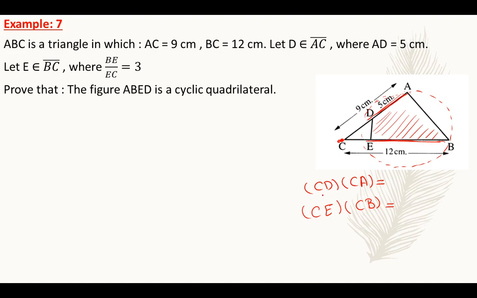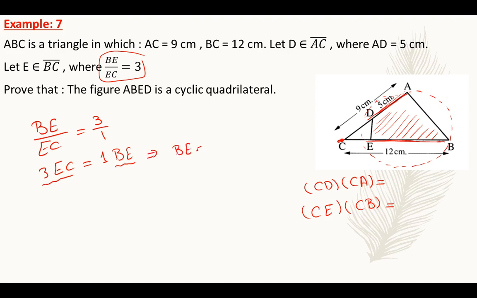But here we don't know the length of CD, but we know that CA equals 9 centimeters. Here is a given ratio: BE over EC equals 3 over 1. So by cross multiplication, 3 EC equals 1 BE. We know that the length of CB equals 12 centimeters, and the length of BE equals 3 times the length of EC. We can write that BE equals 3 EC.